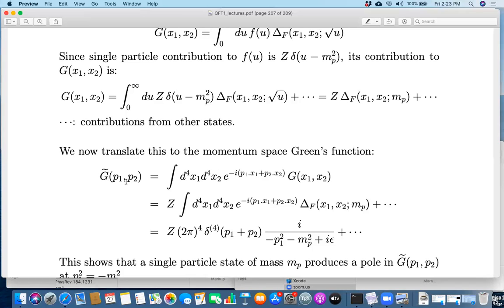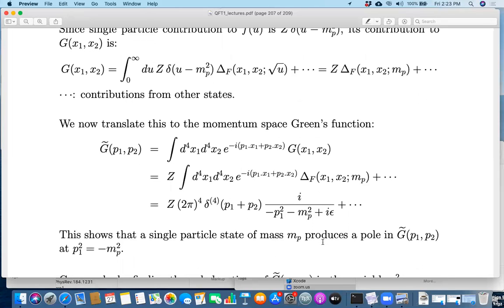So then the contribution to g tilde p1 p2 from the single particle states is given by z times the propagator for the single particle state in free Klein-Gordon theory, with m replaced by mp. i over minus p1 square minus mp square plus i epsilon. So what this is telling us is that a single particle state of mass mp actually produces a pole in g tilde at p1 square equal to minus mp square. So that's a concrete statement that we'll try to make use of.